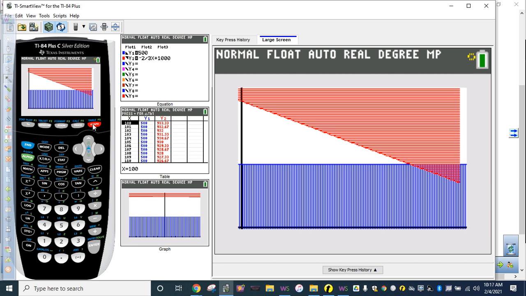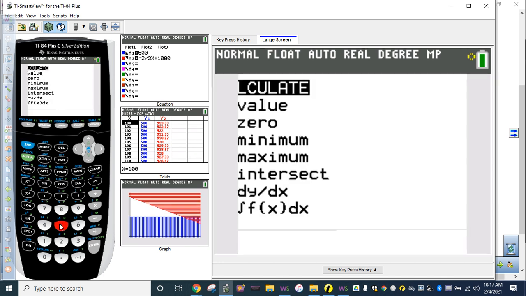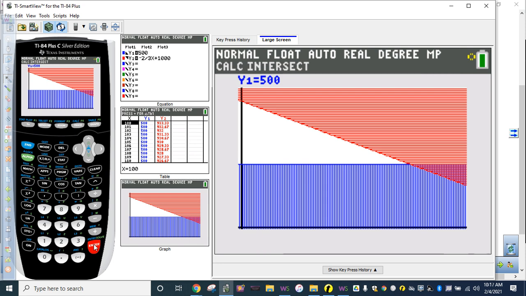Alright, excellent. So, if we're picking solutions, remember, we can do second trace number 5 to get where the two lines intersect. So second trace number 5, enter 3 times in a row. First curve, enter. Second curve, enter. Guess, enter again. And that'll give you where the two lines intersect. So if you need a solution, that's a solution.